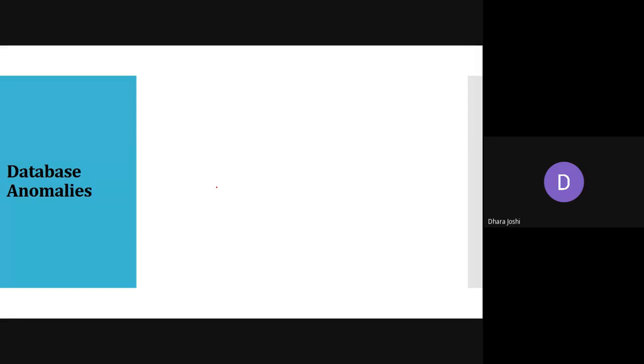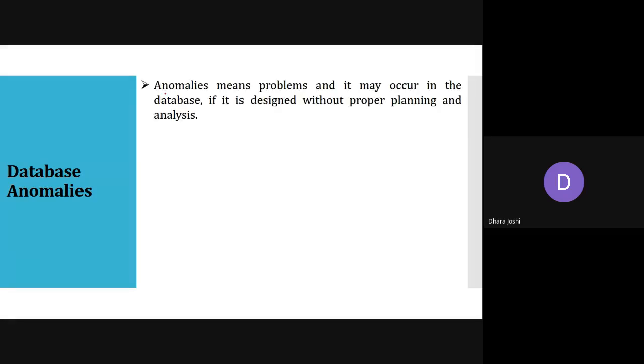towards the new topic, which is database anomalies. What do you mean by anomalies? It means the problems which we are facing, and it may occur in the database if it is designed without proper planning and analysis. If you didn't know how to create the table, or that a primary key should be the key in the table, through that we can uniquely identify the records.